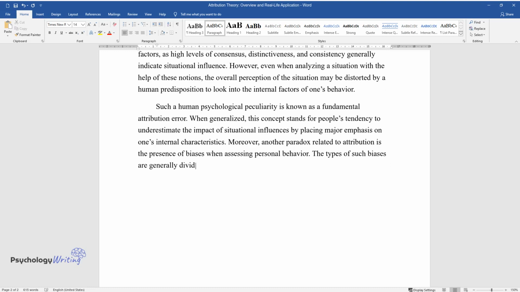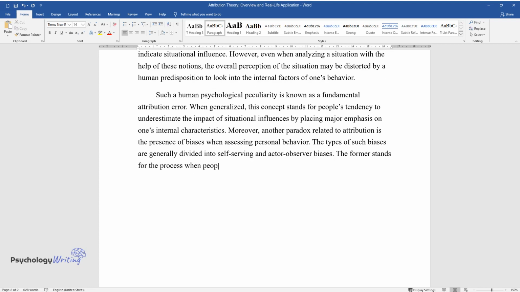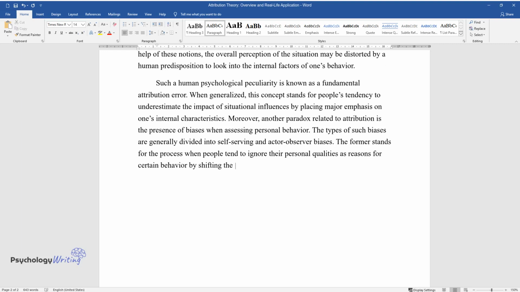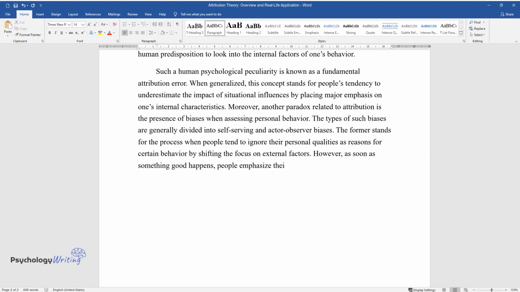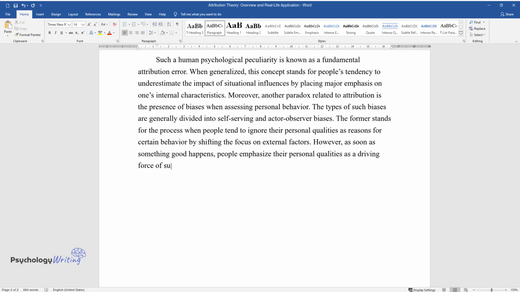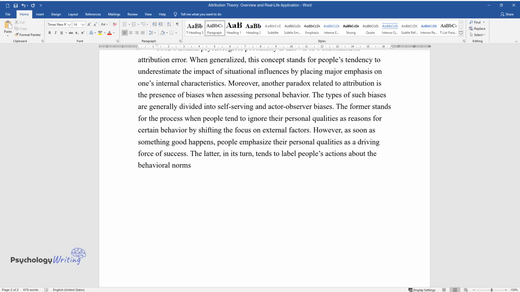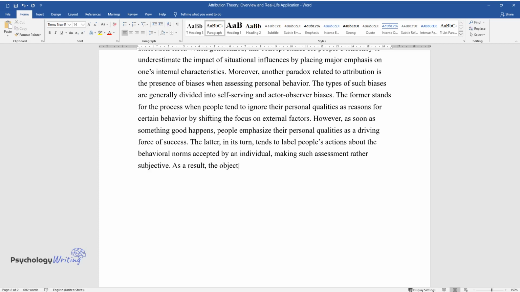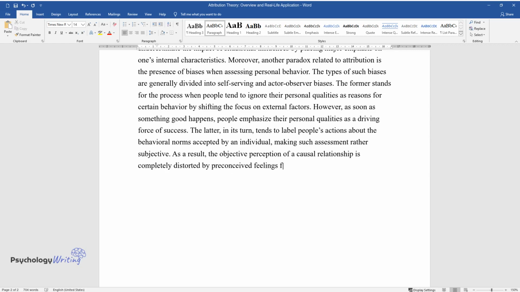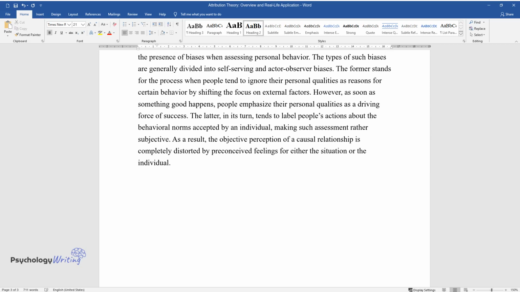The types of such biases are generally divided into self-serving and actor-observer biases. The former stands for the process when people tend to ignore their personal qualities as reasons for certain behavior by shifting the focus on external factors. However, as soon as something good happens, people emphasize their personal qualities as a driving force of success. The latter, in its turn, tends to label people's actions about the behavioral norms accepted by an individual, making such assessment rather subjective. As a result, the objective perception of a causal relationship is completely distorted by preconceived feelings for either the situation or the individual.